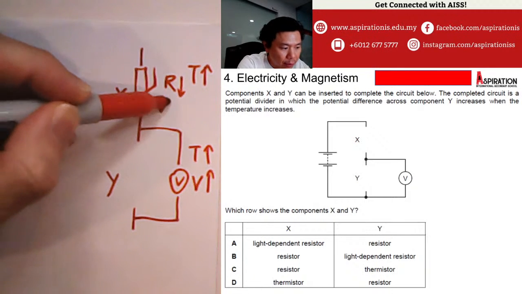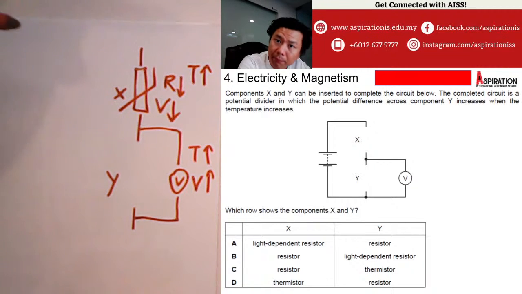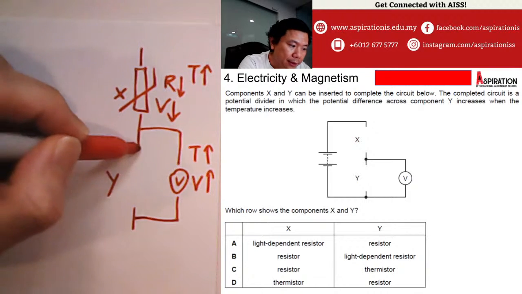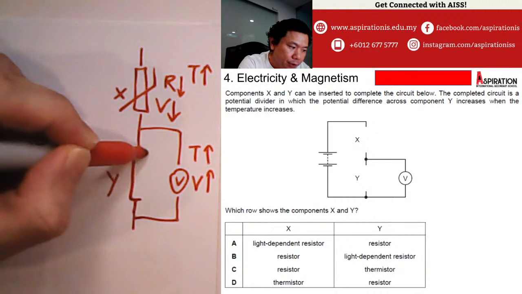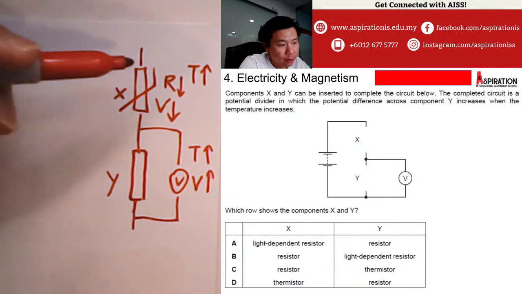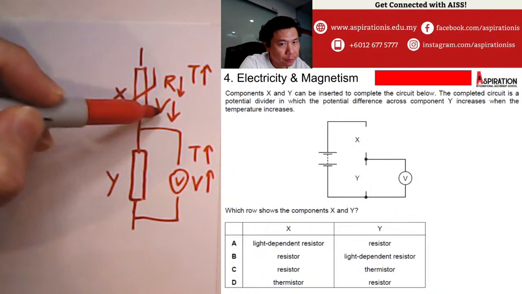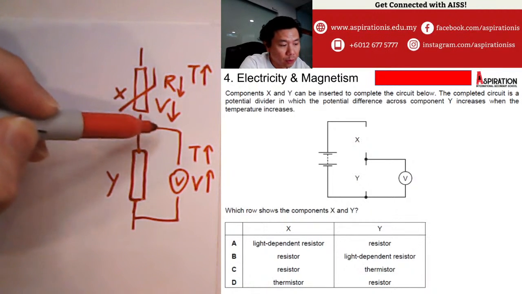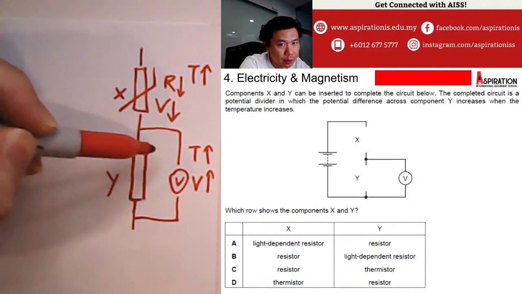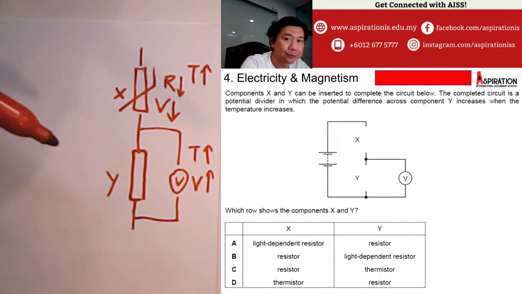because when the temperature goes up, the resistance of the thermistor goes down, so the voltage goes down. So therefore, the voltage of this voltmeter will go up. So definitely the thermistor must be here. What about this side? Well, just put a resistor. One last time: temperature goes up, resistance goes down, voltage goes down. So a normal resistor that's here, the voltage across the resistor will go up as reflected in the voltmeter. Is that clear?